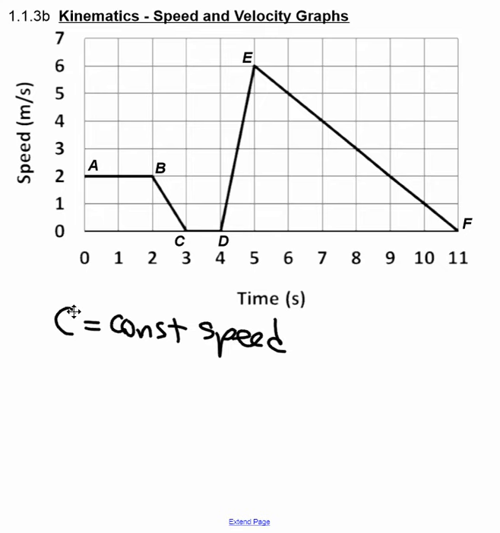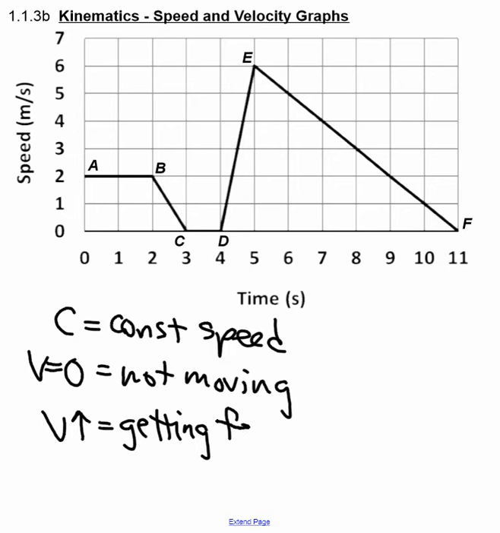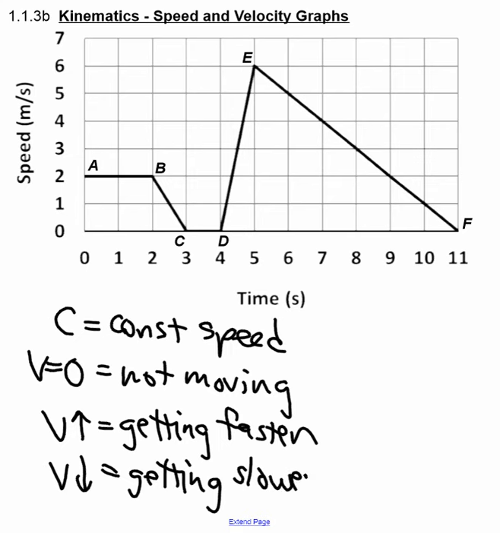we could be not moving, right? We could have no speed. We could be getting faster, or we could be getting slower. So these are really our four possibilities.